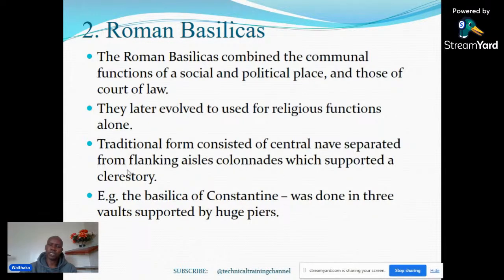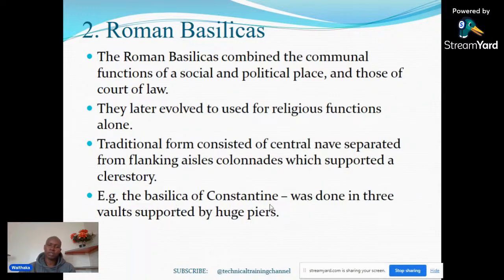We're also saying that traditional form consisted of a central nave separated from the flanking aisles, colonnade, which supported the clerestory. And this is again an advancement from whatever we saw with the Egyptians, and we are seeing the same concept coming here, where you have the central part of the building being raised up with the aisles flanking the sides, and it's the same concept that is also being employed by the Romans just to create a clerestory lighting. Clerestory lighting are the windows that are done within the nave, the central part at the top, and that's where the light would penetrate to the interior of the building.